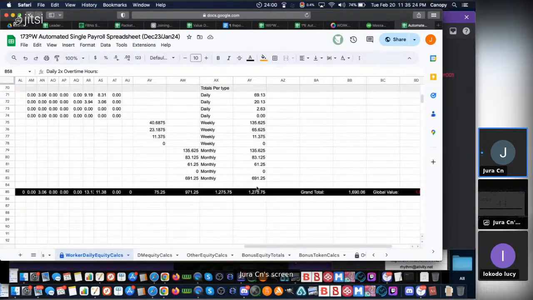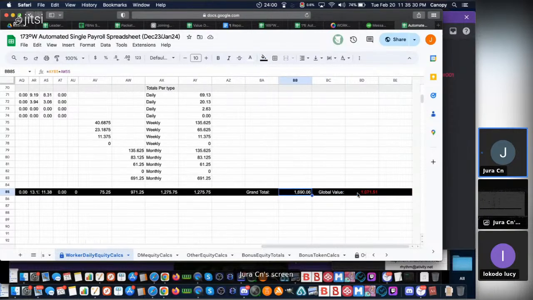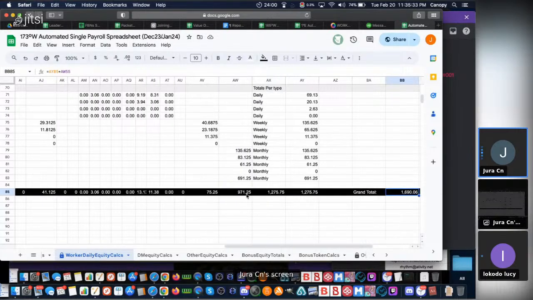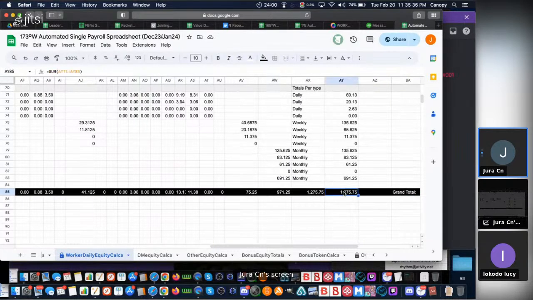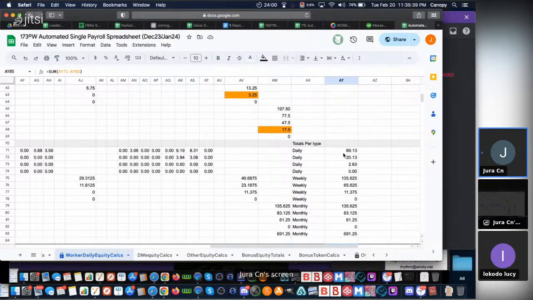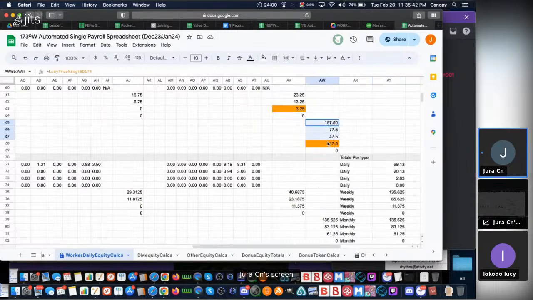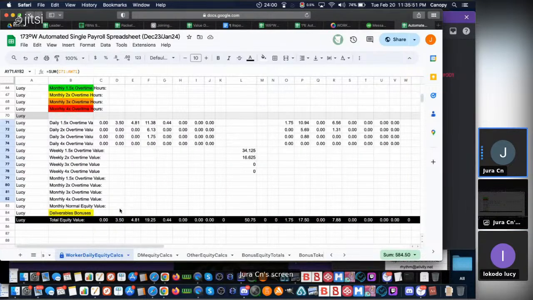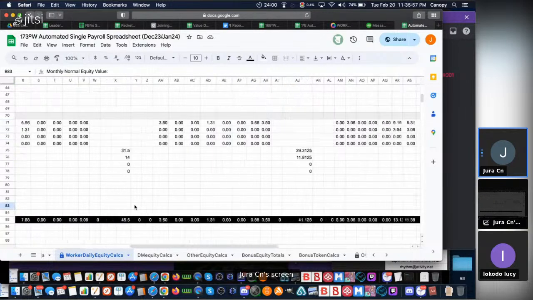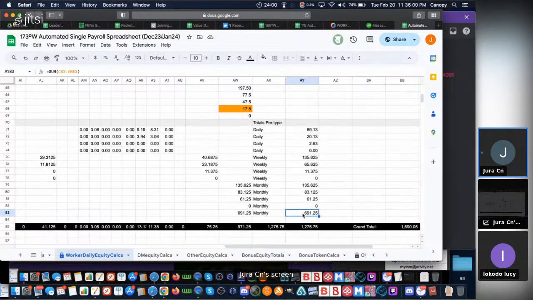So your grand total overall for all the equity is like $1,690. Okay. So it just calculates all of the value. But again, this is your equity value, which is all of the value. These are the overtime totals that are added to your overall equity, which is all your daily, weekly, and monthly value, right? So this is all your overtime value, and then this is your normal equity value. Your normal equity value came out to $691, and then all of your overtime equity value was basically double that, $584.